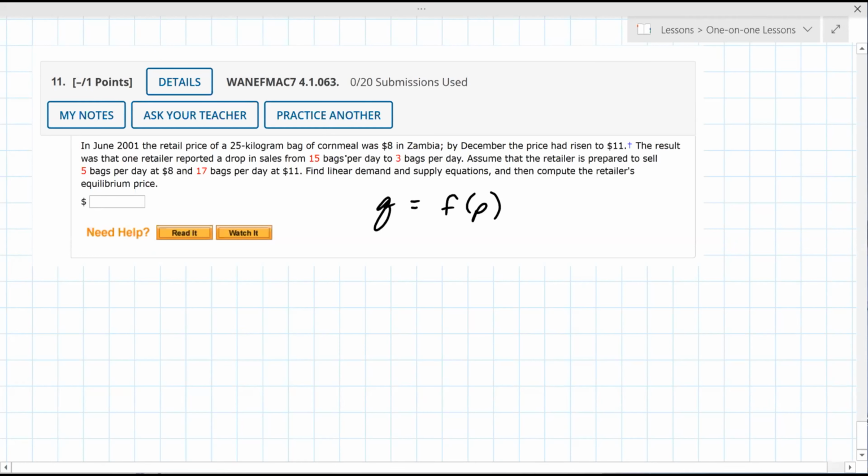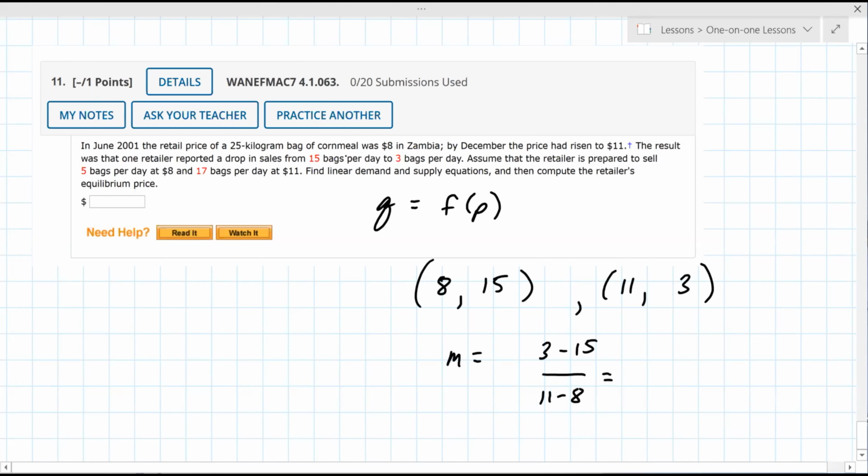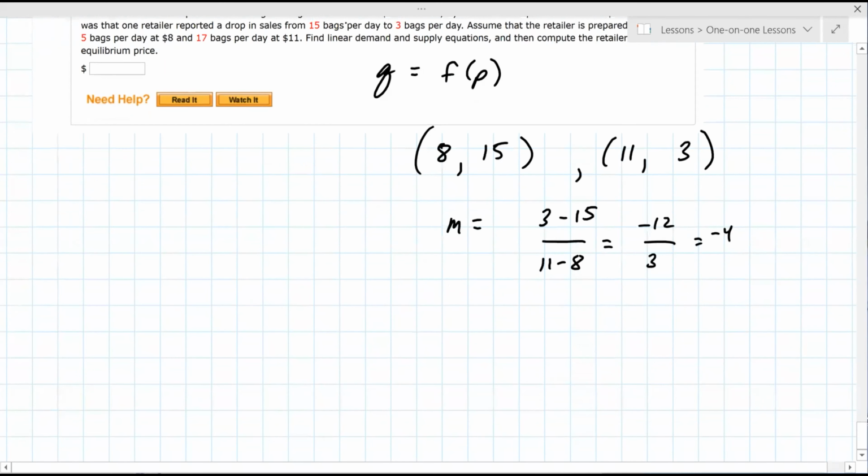So we know that we have data points here. Price is the X. So when it was $8, the quantity was 15, and then when the price went to $11, the quantity was 3. So we can use these to find the equation of the line. The slope is 3 minus 15 over 11 minus 8, which is minus 12 over 3, which is minus 4. Then we can write y minus y1 equals your slope times x minus x1.